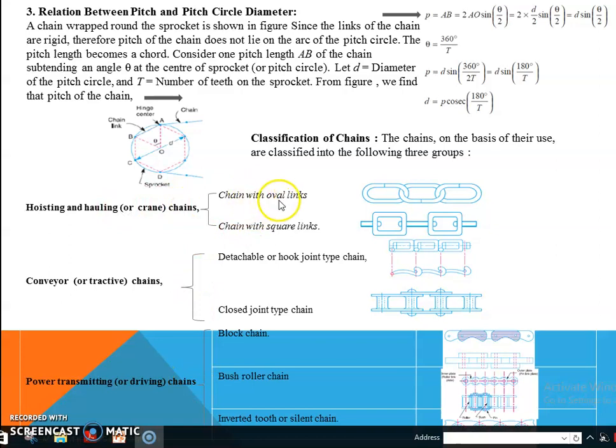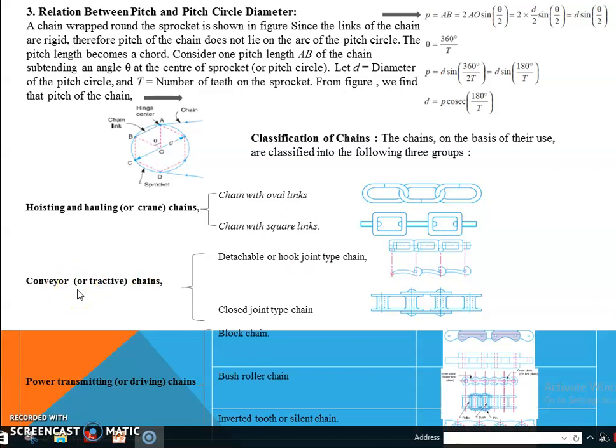Hoisting and hauling chains are further divided into two types: chain with the oval links, chain with the square links. Chains with the oval links are welded at their ends and used for low velocities. In case of square links, the manufacturing cost of the square link is comparatively less than oval links and used for low velocities.